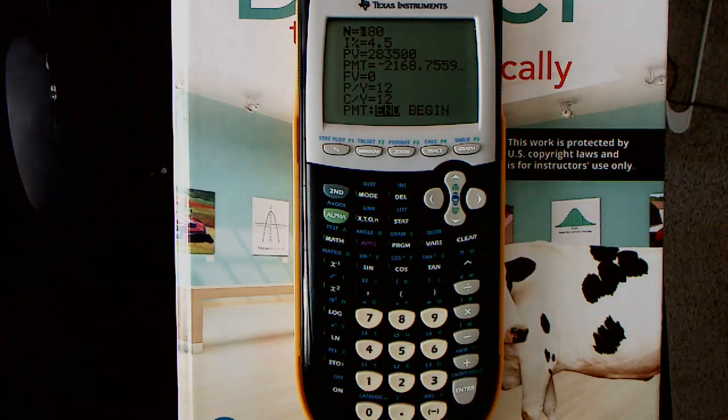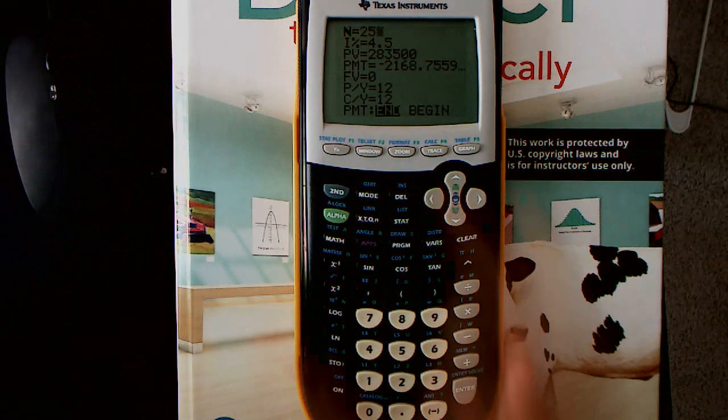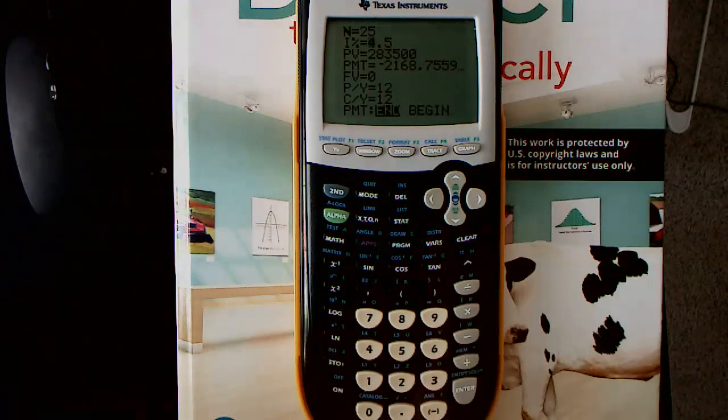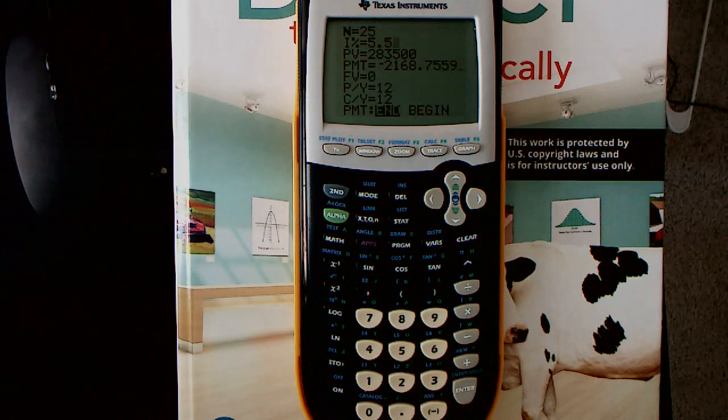Capital N. So you deposit once a year. You deposit the payment once a year for how many years? 25 years. So 1 times 25. Your big N, your capital N, is 25. Second item, annual interest rate, 5.5%. So we enter 5.5.